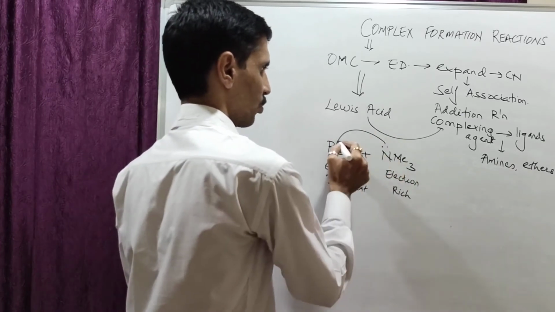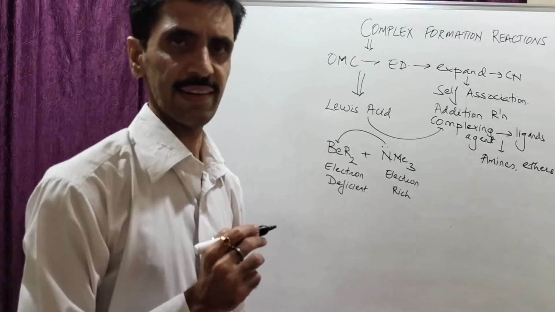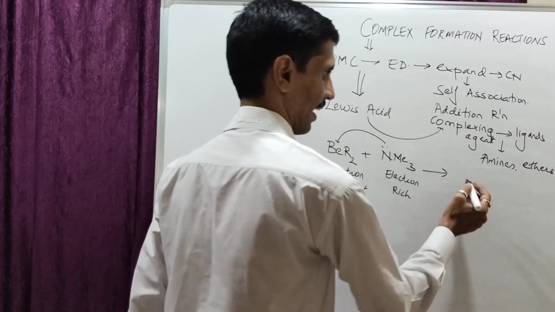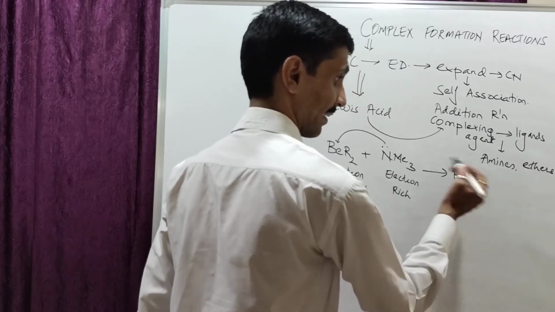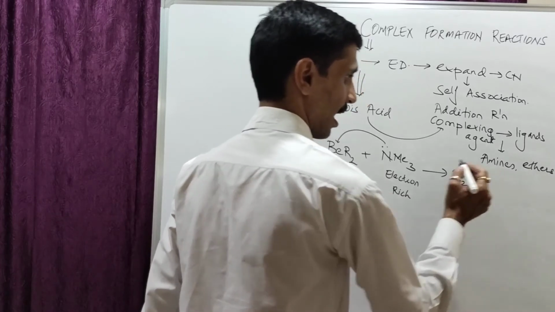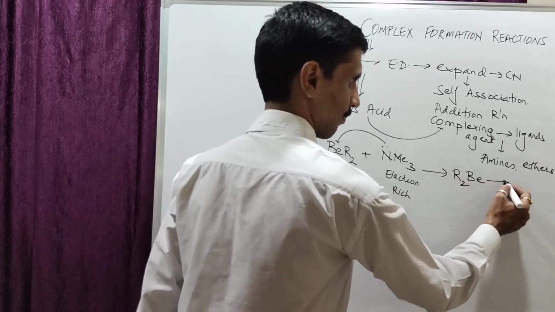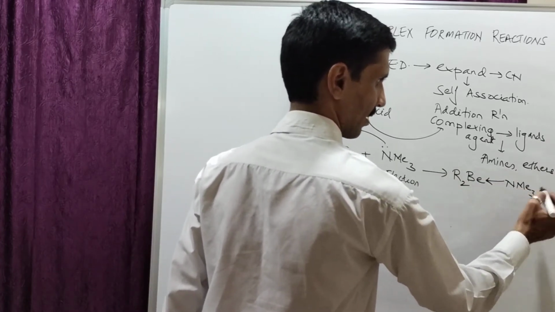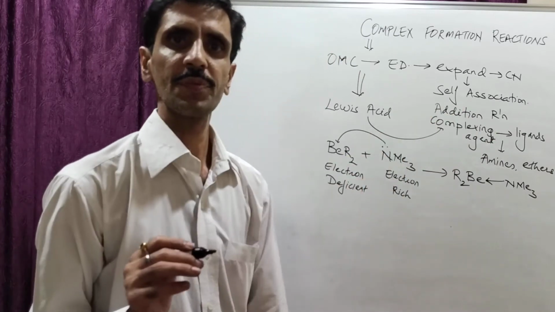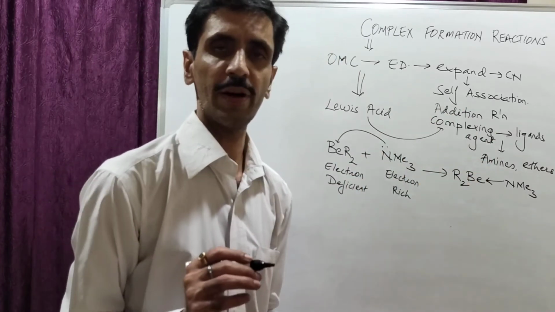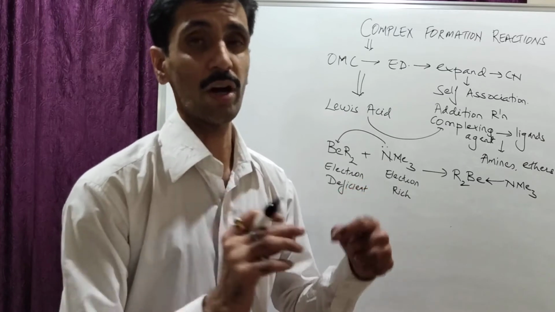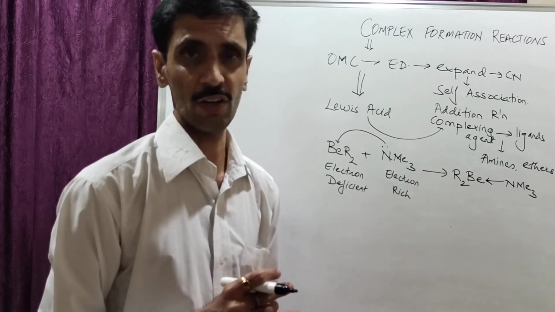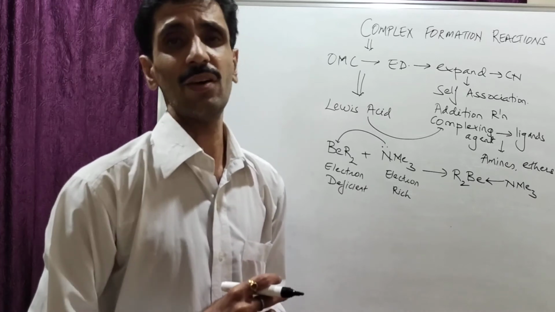Alright? So this pair of electrons will go towards what? The beryllium, resulting in the formation of a coordinate covalent bond. And the reaction can be represented as R2Be. I write it on the other side so that you understand how exactly the bond formation is taking place. So this is the way it is going to be, NMe3. Right? So this is what is the bonding, and that's called a coordination compound, and thereby we say beryllium increases its coordination number. Alright?